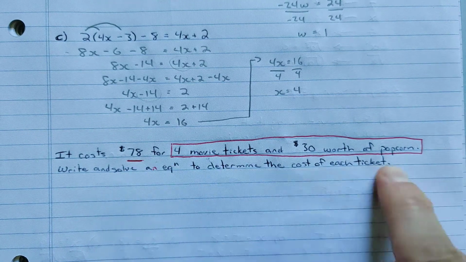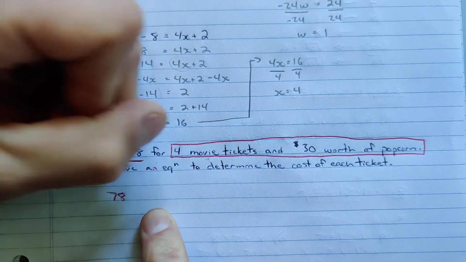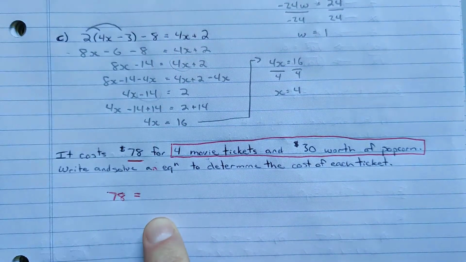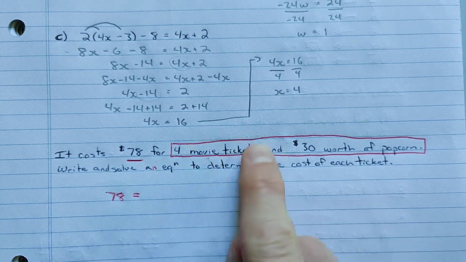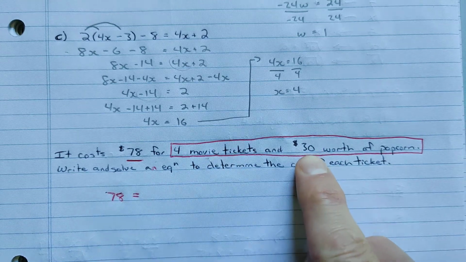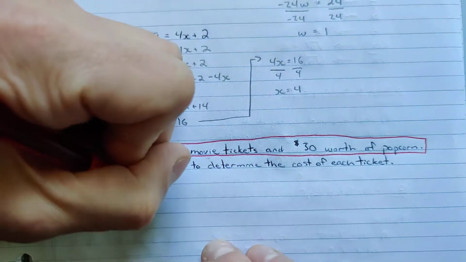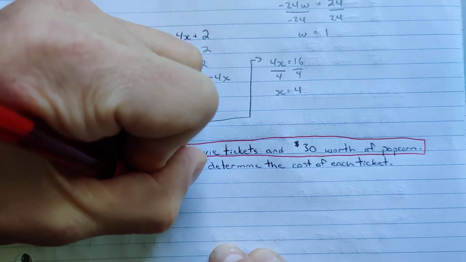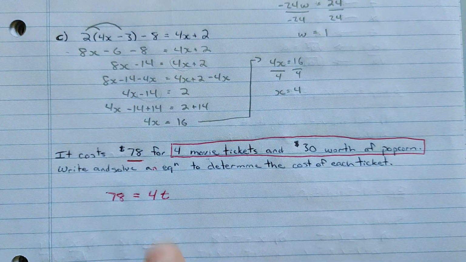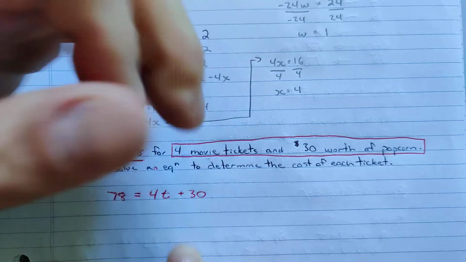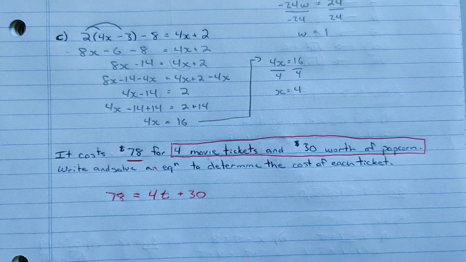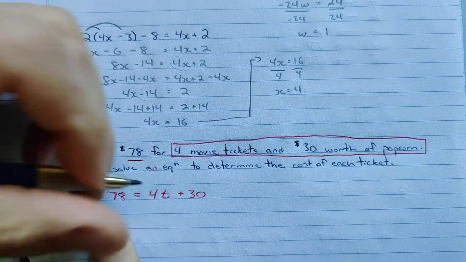So $78 for that means it's 78 equals 4 movie tickets. We don't know the cost of the movie tickets. This is a dollar value, this is a dollar value, but we don't know the cost of the movie tickets. So it's 4 times the price of the tickets, and we can use something like T maybe for the price of the tickets. So 4 times the cost of the tickets plus the $30 worth of popcorn. Now if we want to go about solving this, we just use our opposite operations and rearranging and setting up the equation the same way we have been.